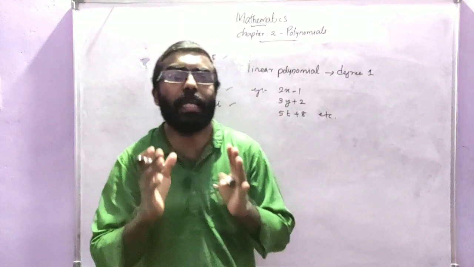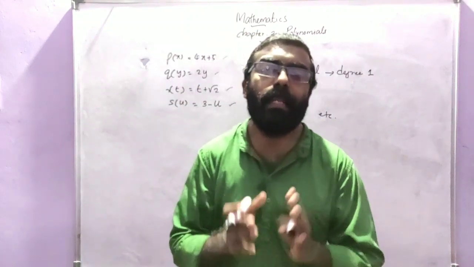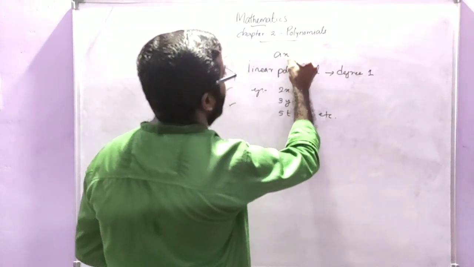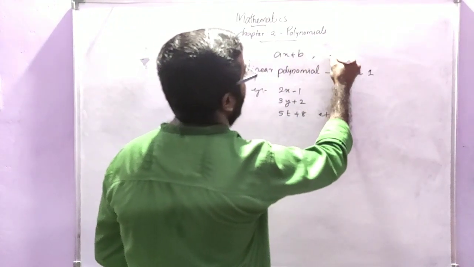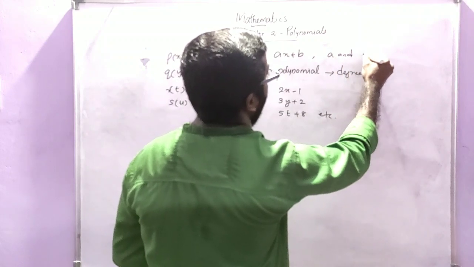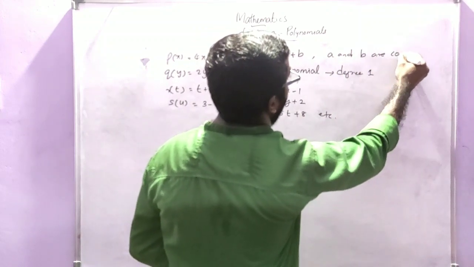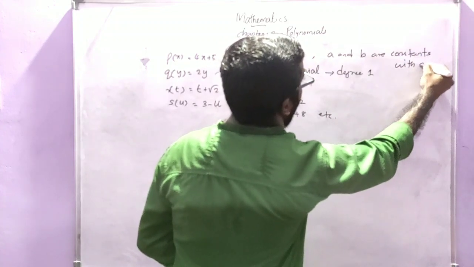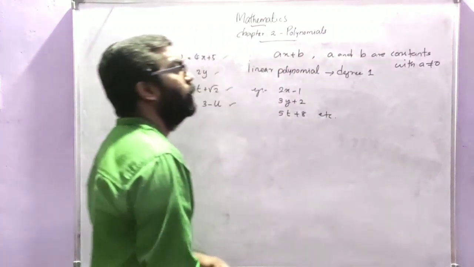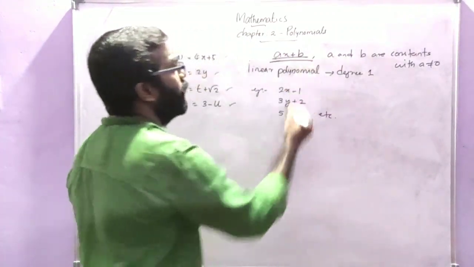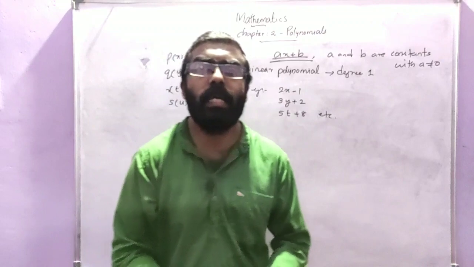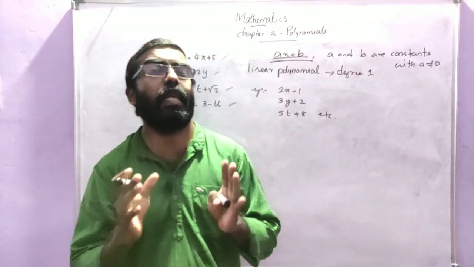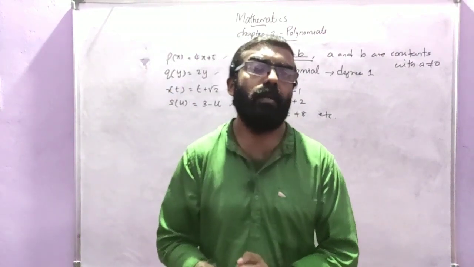Okay. So any linear polynomial in x will be of the form ax plus b, where a and b are constants with a not equal to 0. So the general form of a linear polynomial is what? ax plus b with a not equal to 0, and where a and b are real numbers.